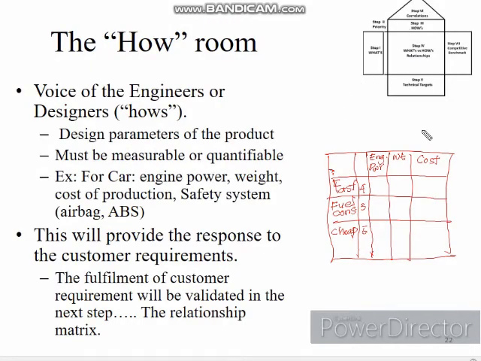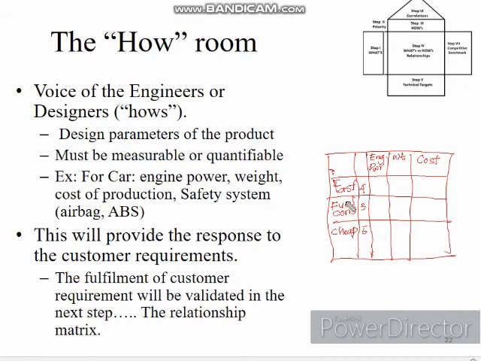Let's look at the second step. Before we go to the second step, I just scribbled down some examples of the first step, which is answering the what's from the customer. Maybe the customer wants a very fast car, good fuel consumption, and the car should be cheap. Examples. And then this is the importance that the customer gave, from 0 to 5: fast is 4, fuel consumption is 3, and cheap is 5.